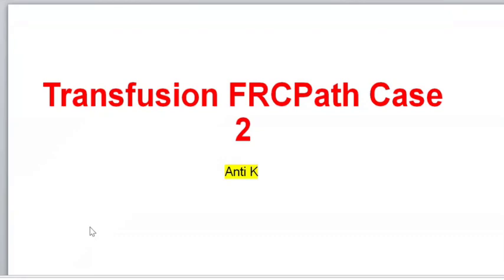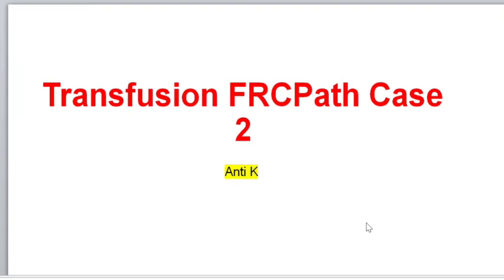Antibodies. This is a very important topic for FRCPath, especially part 1, because it has a lot of transfusion potential. So you must be well aware of red cell antibodies, how they are tested by quantification or titration, and what level of antibodies are important, especially about anti-D, what dose to give if anti-D administration is indicated.